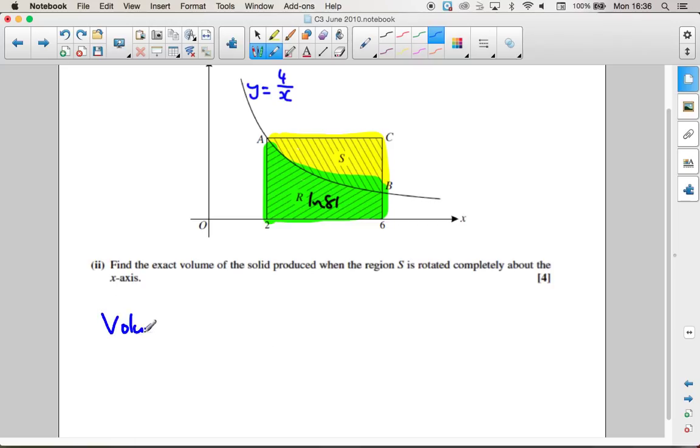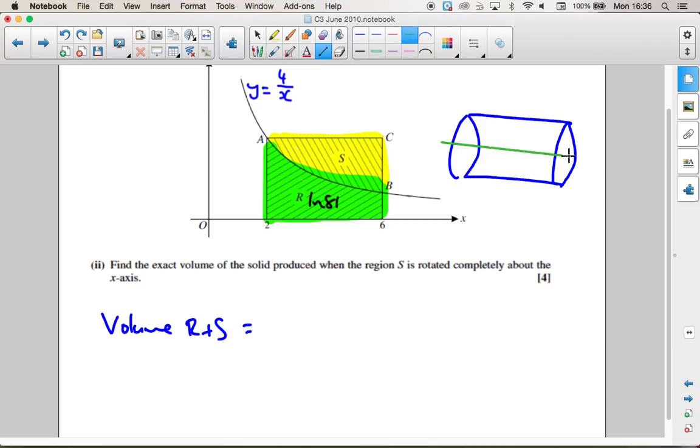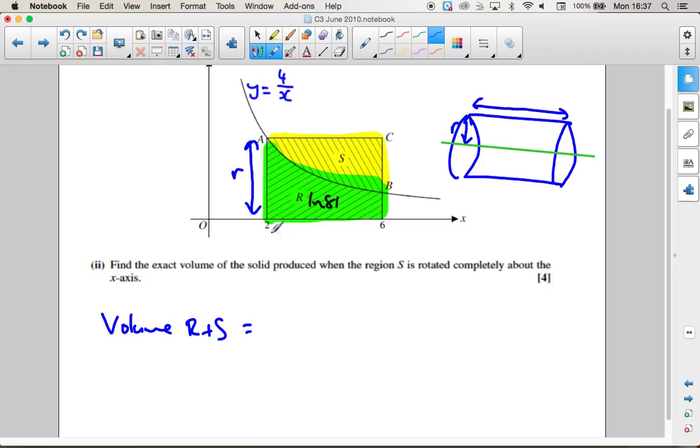So volume of R plus S together is going to be a cylinder. So if you imagine a cylinder on its side, where this is the x-axis here through the middle. So this cylinder has a height of whatever this height is here. So we're going to have to work out that. So that's the radius. And the height of the cylinder, or the width, because it's on its side, is that 4 length.